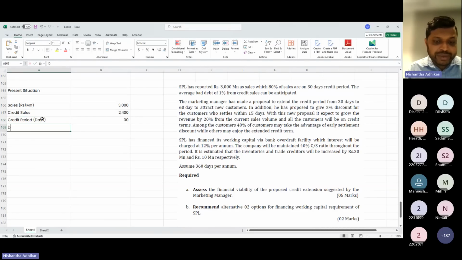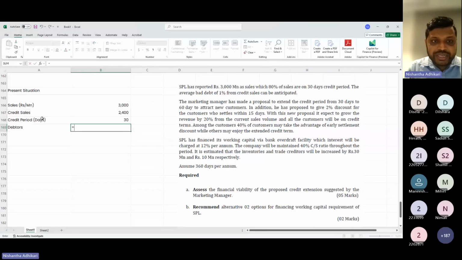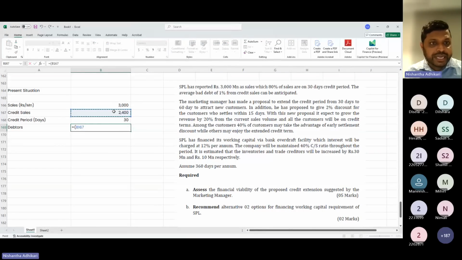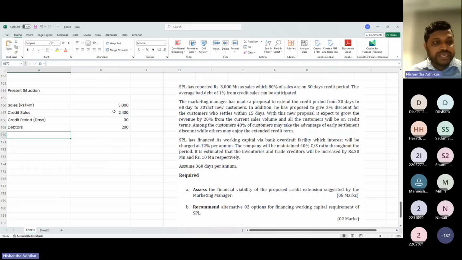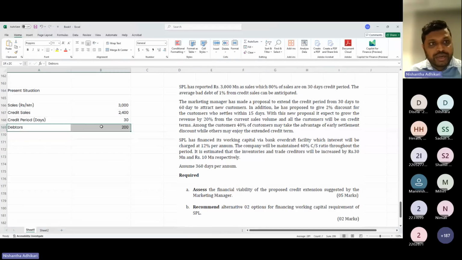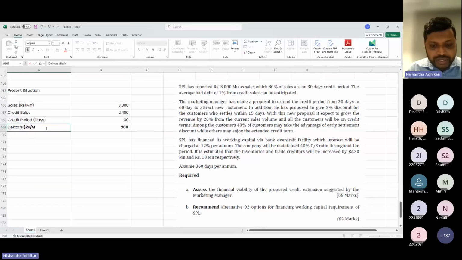Can you work out what the debtor balance is? What should be the debtor balance? Okay, I'll quickly work it out. This 2,400 credit sales you have made during 360 days. Then if you have given a 30 days credit period, it means 30 days of credit sales will be there as an outstanding. Therefore, your debtor balance should be 200 million. Debtor balance at the moment in rupees million should be 200 million.